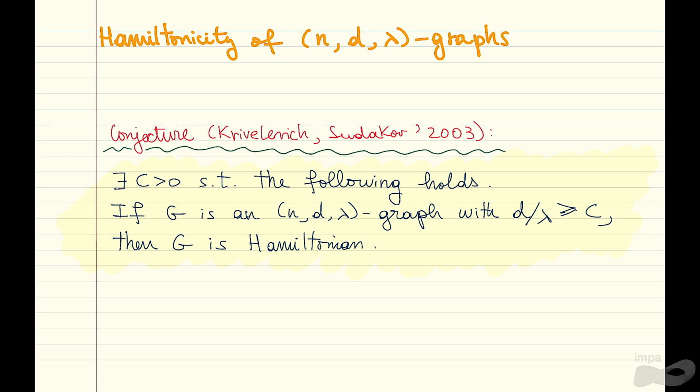Let me start by studying the Hamiltonicity of (n,d,λ)-graphs. This was, I say was because it was solved very recently, the central conjecture in pseudo-random graphs. What is the threshold, or what is the weakest possible condition we need to find a Hamilton cycle? So Krivelevich and Sudakov, 22 years ago, conjectured that if we have any (n,d,λ)-graph with a spectral ratio d over λ large, just a large constant, then this already forces the graph G to be Hamiltonian.